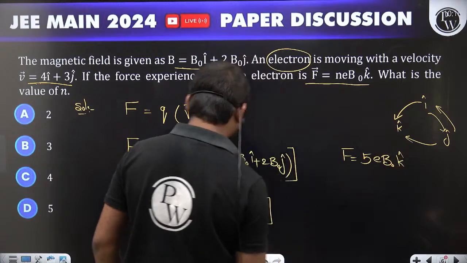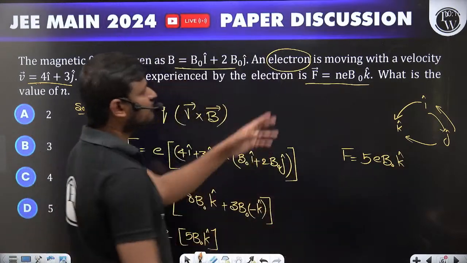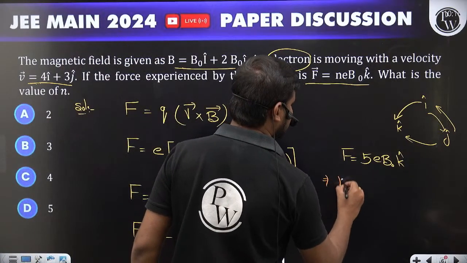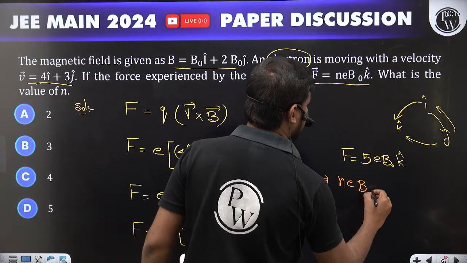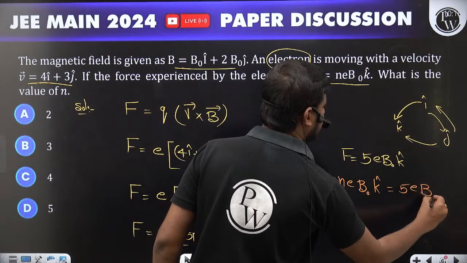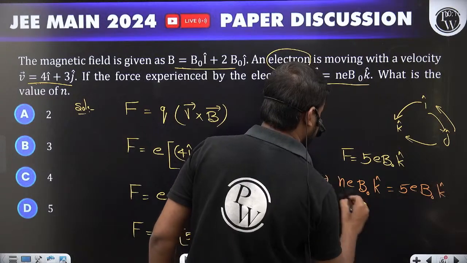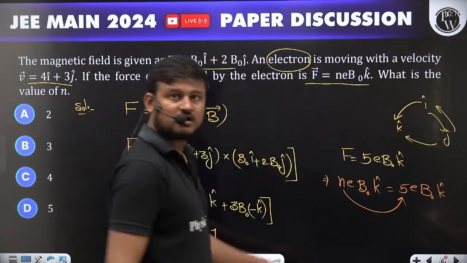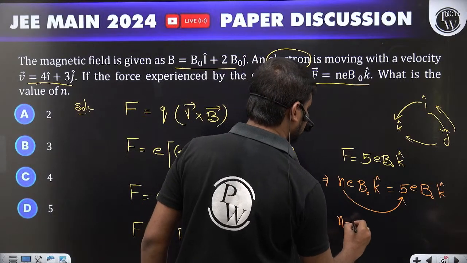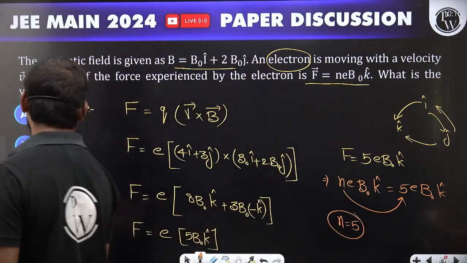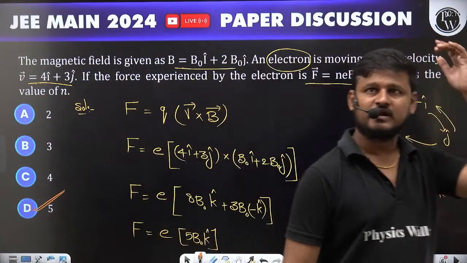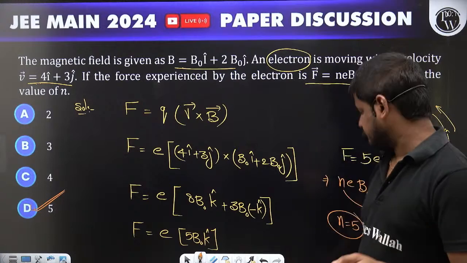In the question, if you observe, they gave the force equation. So what's the force equation? That is n e B naught k cap, which is equal to 5eB naught k cap. Now if you just compare, I can write that n will be equal to 5. So that's the answer. So n is equal to 5. Clear? Done? Sure.